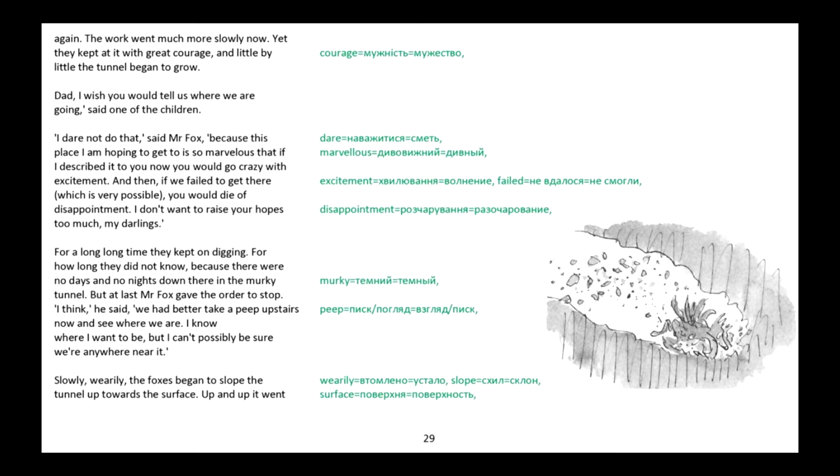"Dad, I wish you would tell us where we're going," said one of the children. "I dare not do that," said Mr. Fox, "because this place I'm hoping to get to is so marvelous that if I described it to you now, you would go crazy with excitement. And then if we failed to get there, which is very possible, you would die of disappointment. I don't want to raise your hopes too much, my darlings."